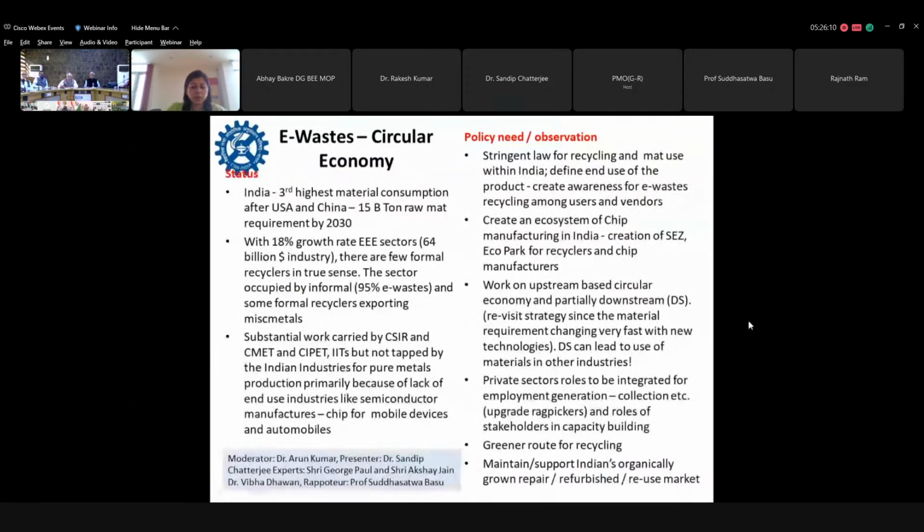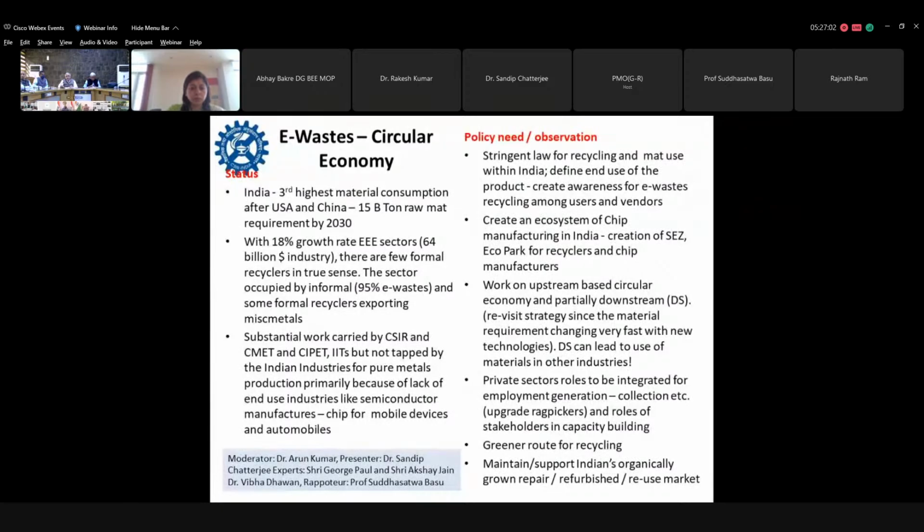In the section on e-waste, people highlighted the current status, which I have listed on the left-hand panel there. I am not going to read out all of that, but it suggests that there is huge scope, based on the existing network, to further grow in this particular area. Substantial ground has already been covered by multiple institutions such as CMET, CPET, IITs and CSIR. But the policy interventions that might be required are listed on the right-hand side. We need a policy framework for recycling and end use within India. We need to create an ecosystem for chip manufacturing, on which the government has already started work. Private sector roles are to be integrated for employment generation and the role of stakeholders in capacity building.